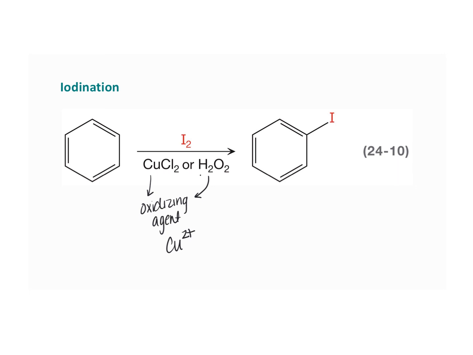Basically what that does is it undergoes an oxidation-reduction reaction that generates the I+, which then can enter into an electrophilic substitution reaction. So this works in a similar way. You're just going to generate the electrophile a little differently, using either copper 2+ or hydrogen peroxide.